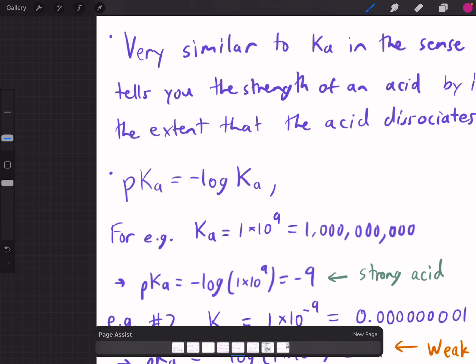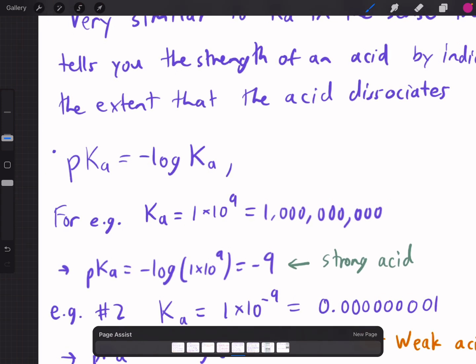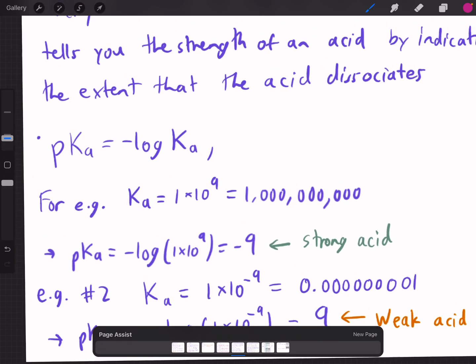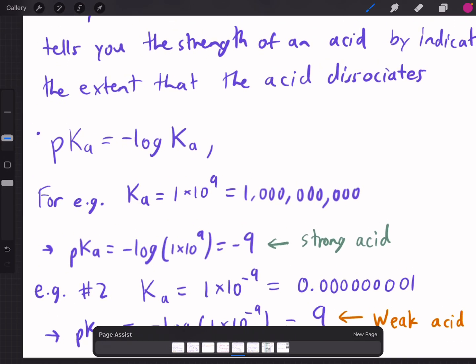But yeah, so here's the equation. This is how Ka relates to pKa. It's the negative log of it. Here's an example I wrote down. Say Ka is equal to 1,000,000,000. You put that into the pKa equation, and you get out that pKa is equal to -9. It is so much easier to read that -9 and understand the strength than seeing 1,000,000,000. It's just, okay, it's a negative number, therefore it's a stronger acid.